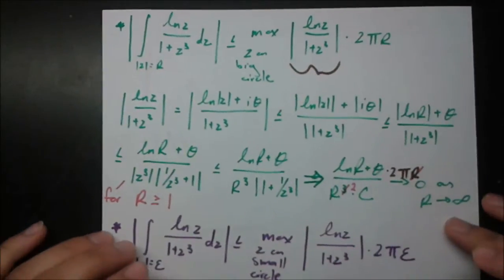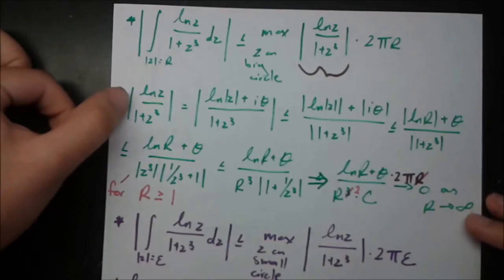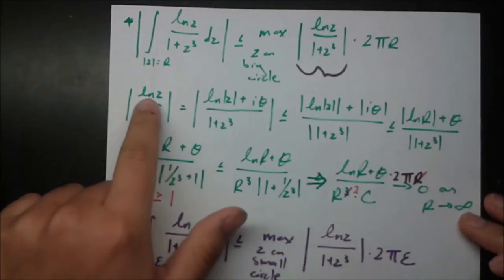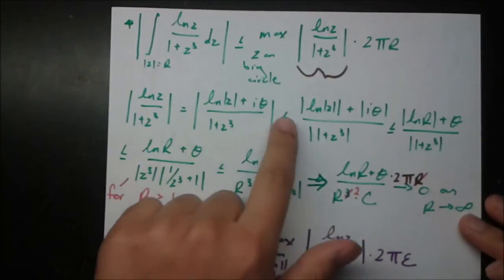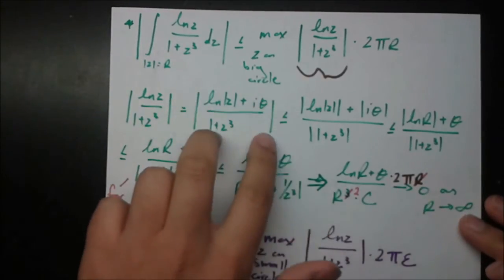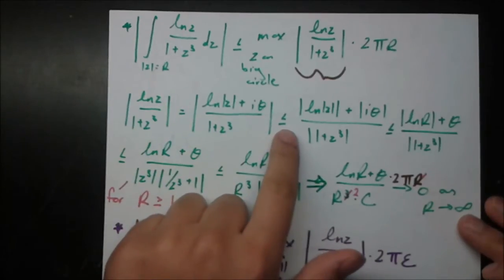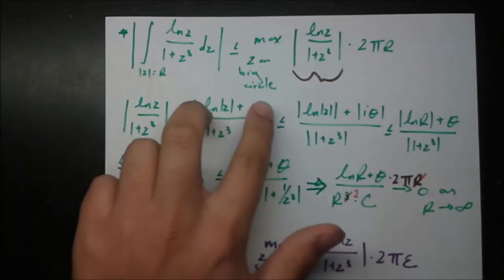So we're going to use a little bit different technique because we're dealing with natural logs here. We take the modulus of this, and we split up this natural log z into its definition, so ln modulus z plus i theta. And then we will split up the numerator and denominator into moduli, so this is less than or equal to. What I did was I put a modulus on the numerator.